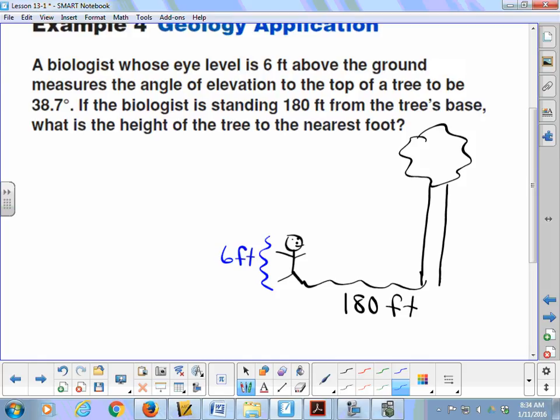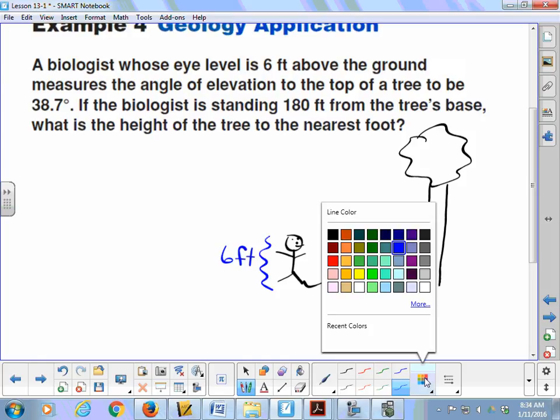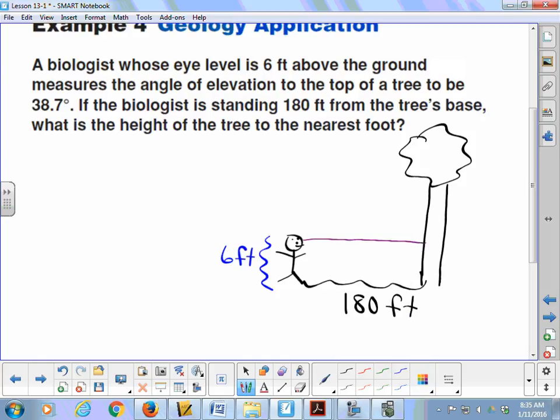We have one other number there, 38.7 degrees. It says it is the angle of elevation to the top of the tree. So remember, angle of elevation is when we look out and up. So this angle here is 38.7 degrees.